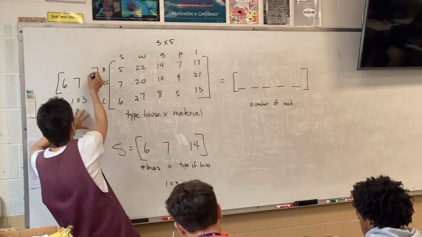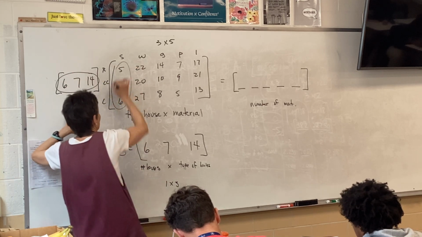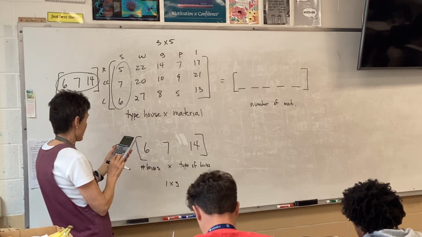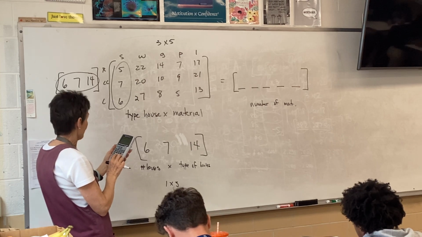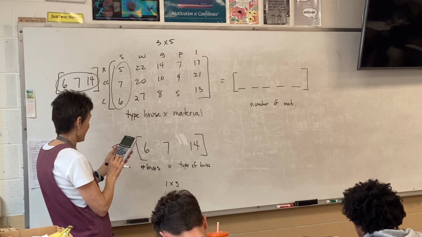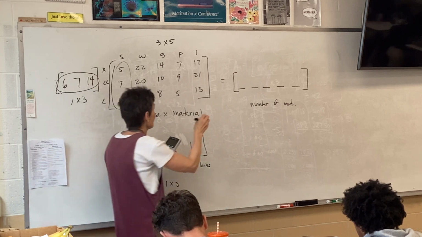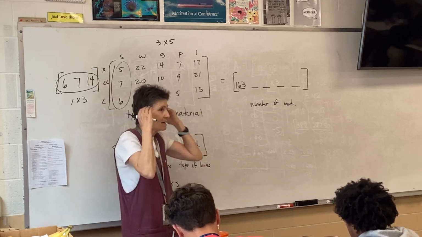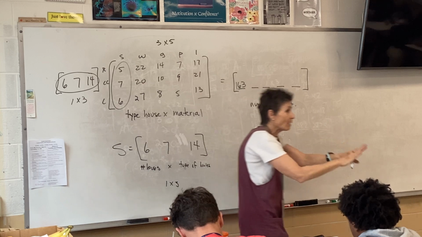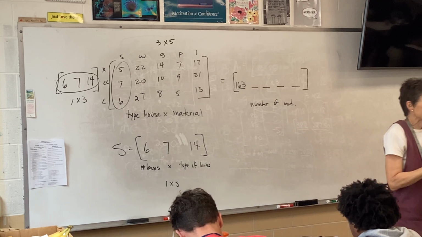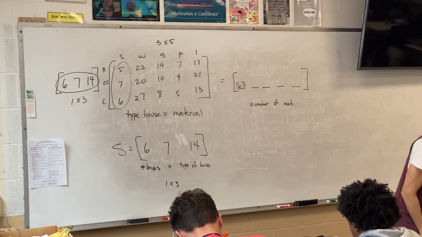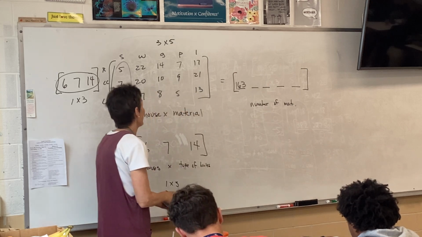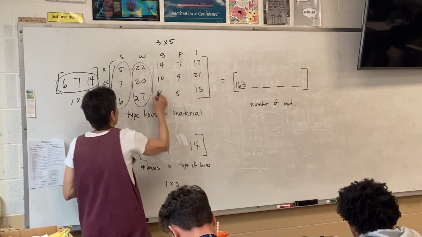All right, so here we go. So we're going to take row times column. And this is how much steel we're going to need. So 6 times 5, 7 times 7, and 14 times 6. I got 163. Did you? Yes. So again, make sure you know what that means. That means to build the houses I'm going to build, I need 163 units of steel. Okay? Now we'll do the next one, and the next one, and the next one. So now we're going to do column by column.